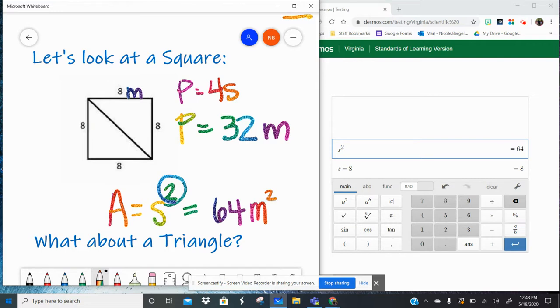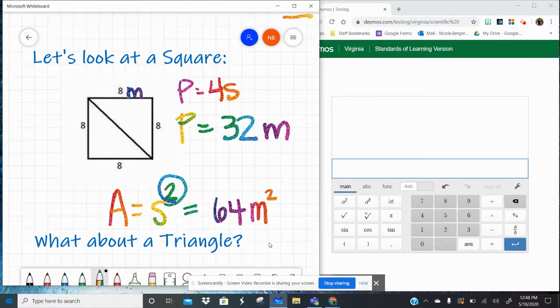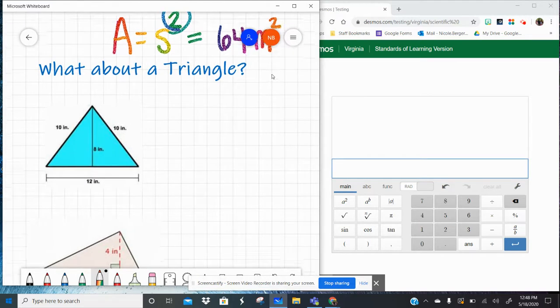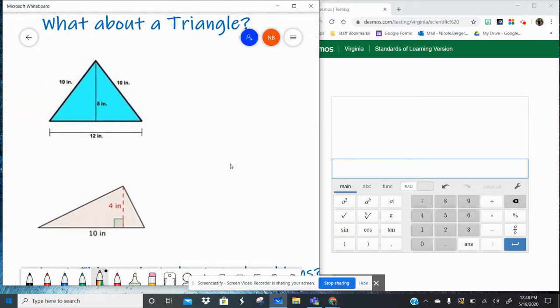I mean, come on, guys. How easy can this be? It's so wonderful. This is like my favorite because everyone is always super successful with area and perimeter. So the most complicated of them all, the triangle, not bad.